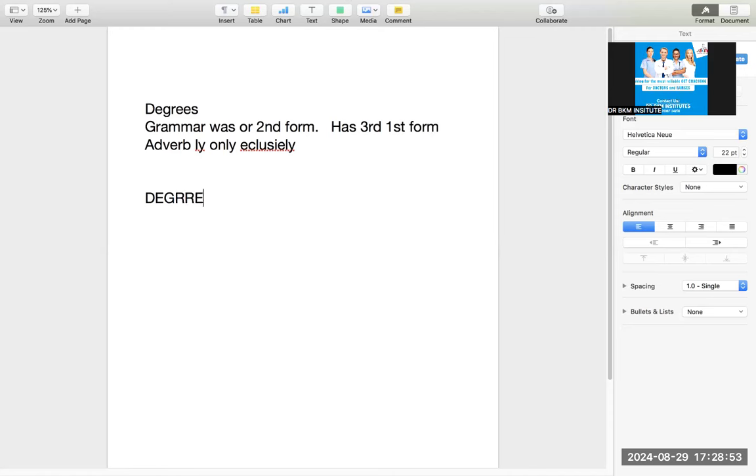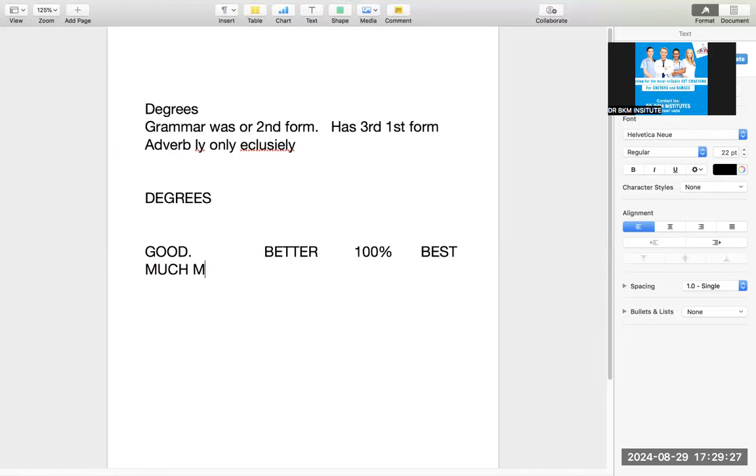Degrees means there are three degrees: good, better, best. Best is the third degree, and if I say I am the best, then there is nobody better than me. Best means 100% best, the best. This is known as superlative degree. Third degree.